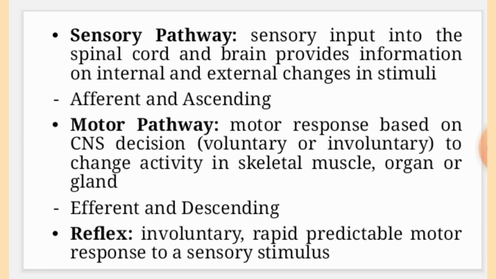change activity in skeletal muscle, organs, or glands. Why voluntary? Because it carries signals from the brain to skeletal muscle and smooth muscle, such as glands. The system consists of upper and lower motor neurons. This information below is the primary focus on the motor pathways that coordinate skeletal muscle movement. Motor pathway related to voluntary control of the skeletal muscle.